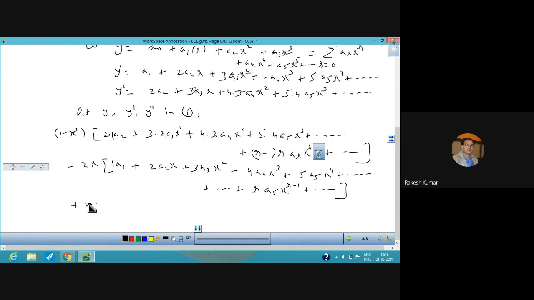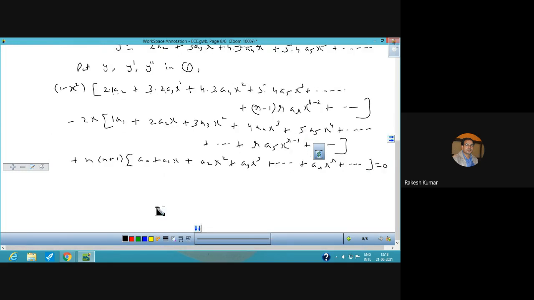Similarly, in the last term, we will have n into n plus 1 into y, that is a0 plus a1x plus a2x square plus a3x cube plus so on, a_r x raised to power r plus so on equal to 0. Now the coefficients have been substituted. Now the next step is equating to 0 the coefficient of various powers of x.